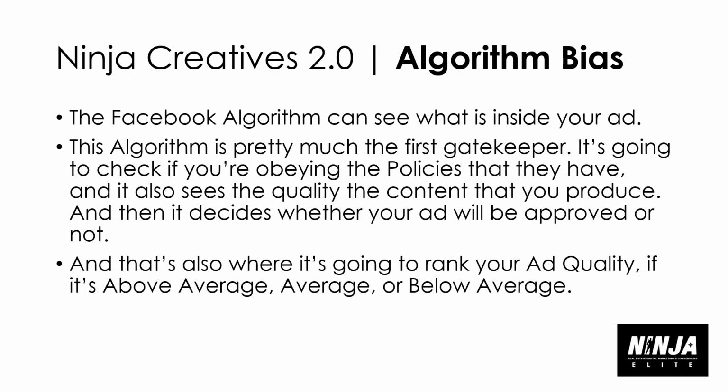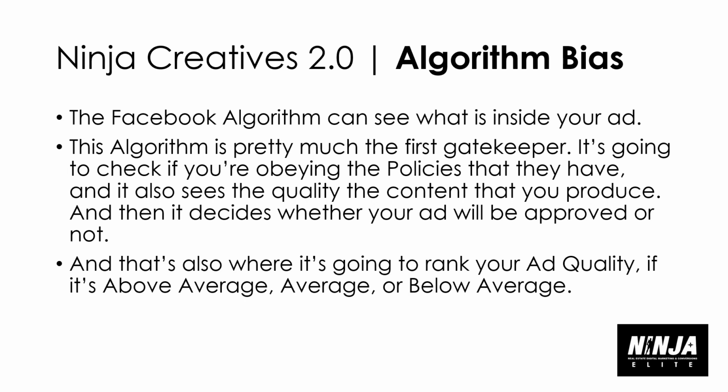So they're pretty much the first gatekeeper to check if you're obeying the policies that they have. It also sees the quality of the content that you produce, and then it's going to decide whether your ad will be approved or not. Most of the time, the algorithm is the thing that does this, not a human being. And that's also where it's going to rank your ad quality. So if it sees the quality of the content you're producing, it's going to decide if it's above average, average, or below average.